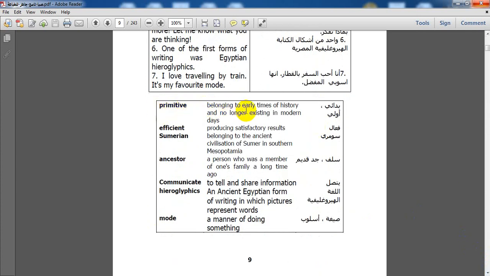Primitive, belonging to early times of history and no longer existing in modern days. Efficient, producing satisfactory results. Sumerian, belonging to the ancient civilization of Sumer in southern Mesopotamia. Ancestor, a person who was a member of one's family a long time ago. Communicate, to tell and share information. Hieroglyphics, an ancient Egyptian form of writing in which pictures represent words. Mode, a manner of doing something.